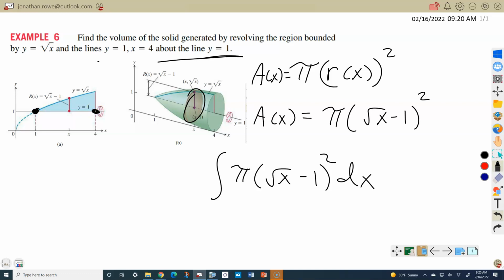But what if the drawing wasn't showing us that? It would just be where that curve crosses that line. So it's where the square root of x crosses 1. So you set them equal and you solve it. Square both sides, x equals 1. So it's from 1 to 4.